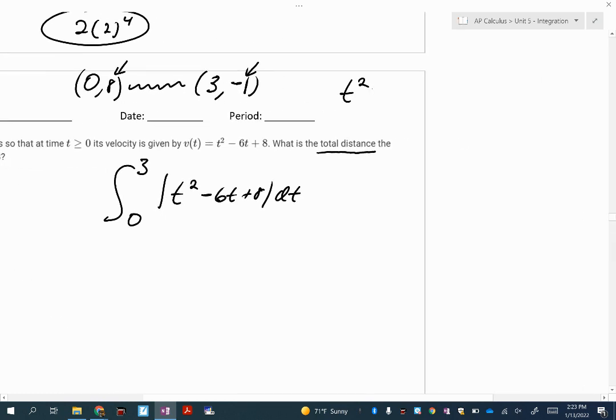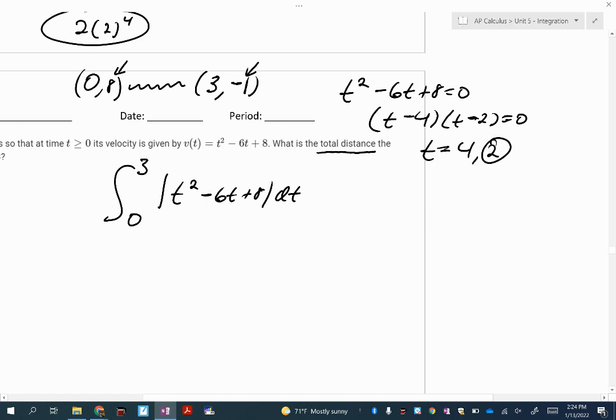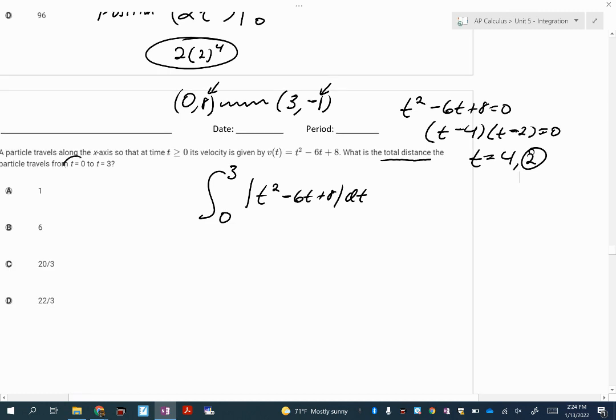So I'm going to set t squared minus 6t plus 8 equals 0. This is factoring t minus 4 times t plus 2. That's not right. Nope, they both got to be the same: t minus 4 and t minus 2. Excuse that algebra brain fart there. Sorry about that. So we have two answers: t is 4 and t is 2. Again, the only one I care about is 2 because my interval is between 0 and 3. So that's why I don't care about the 4.